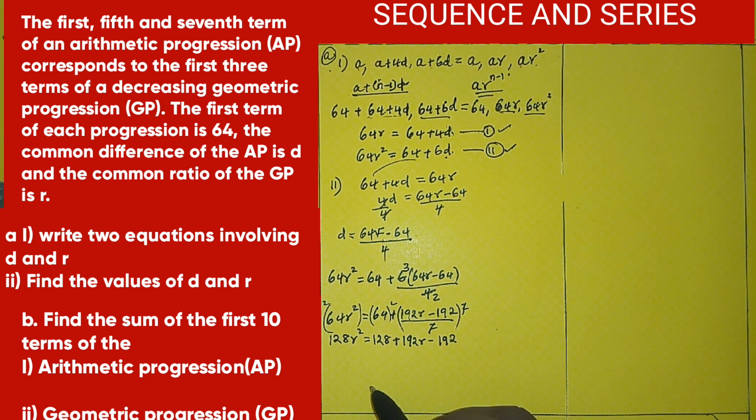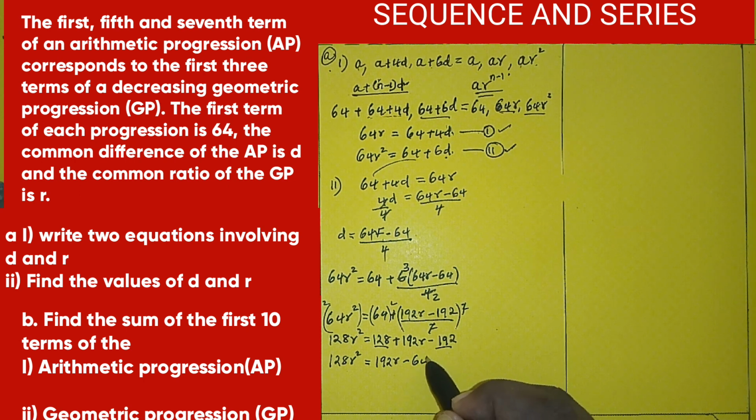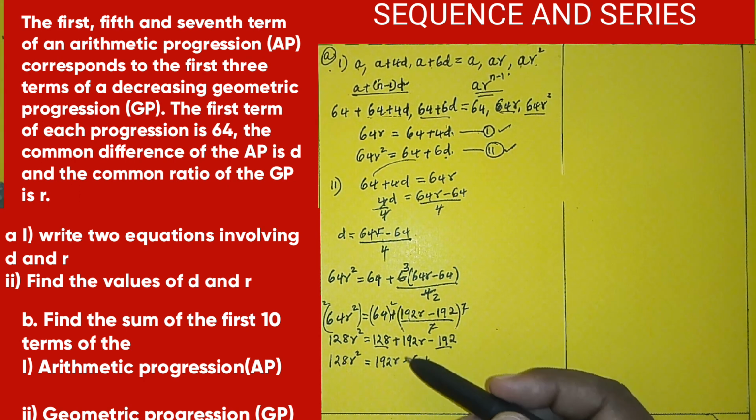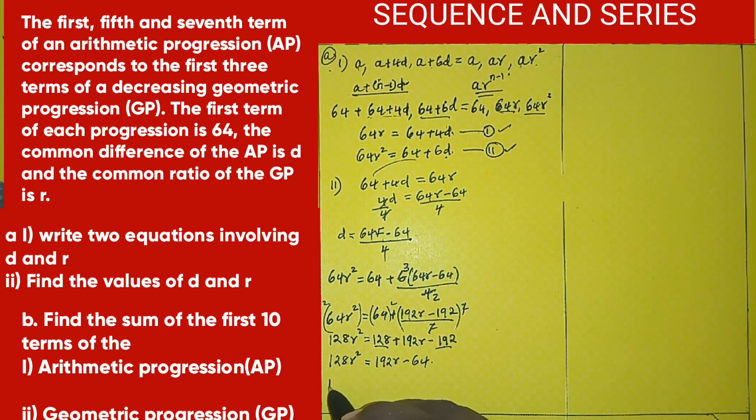minus 192. So if we collect like terms, we have 128R squared will be equal to 128 minus 192, we have minus 64, plus 192R. So let's take these to the other side. Then we have 128R squared minus 192R plus 64 equal to 0.